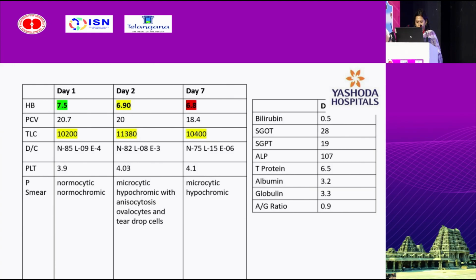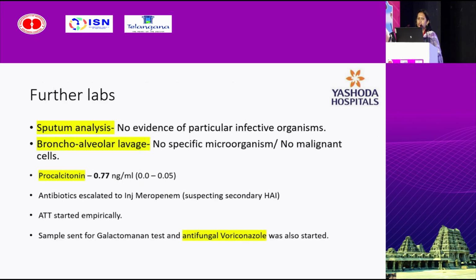The patient's WBC count was slightly elevated with anemia, and urine examination was normal. Liver function tests were also normal. On further investigations, sputum analysis and BAL fluid did not reveal any particular infective organism. Procalcitonin was slightly raised. However, because it was a cavitary lesion, she was started on empirical ATT, and the BAL sample was sent for galactomannan test, and antifungal voriconazole was also started.